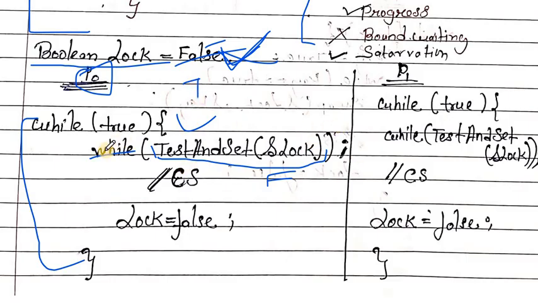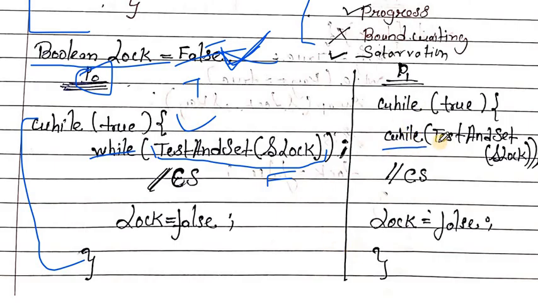When it returns false, the while condition becomes false and P0 enters into the critical section. When P0 is in the critical section, P1, another process, wants to enter the critical section. Let's try whether it is able to enter the critical section or not.